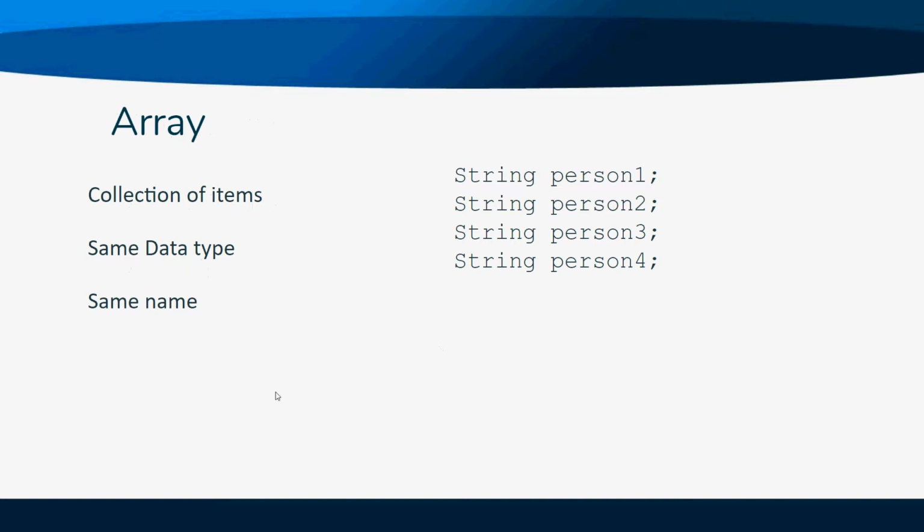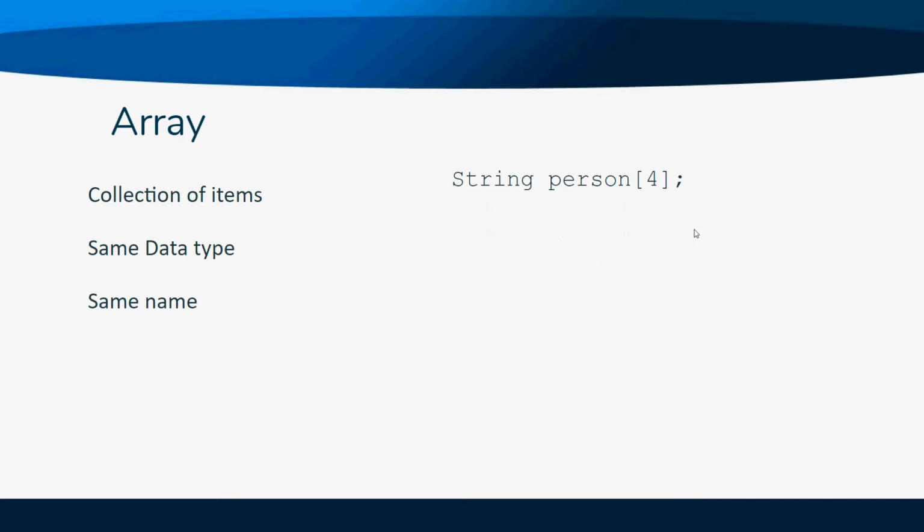So here I have string person 1, string person 2, string person 3, string person 4. These are all just individual variables, and I needed 4 people, so I declared 4 variables. But what happens if I need 50 variables or 71? Maybe there's 71 people in the room. Well, what we could use instead of declaring each of those variables is an array.